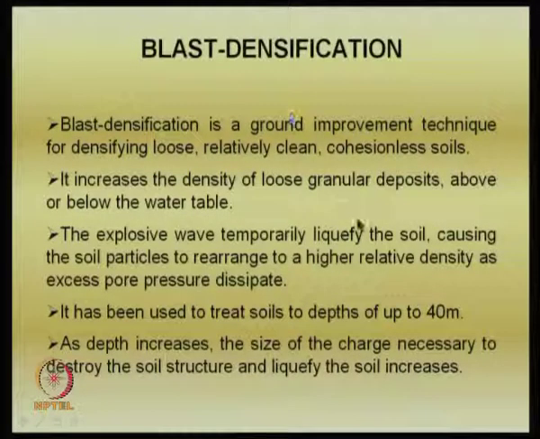It can be introduced using some sort of blast. Blast induced densification is a very important system, and it has been used to treat soils up to depths of about 40 meters. As the depth increases, the size of the charge necessary to destroy the soil structure and liquefy the soil also increases. So, this is a very important concept. People have done a lot of experimental and analytical work on this.